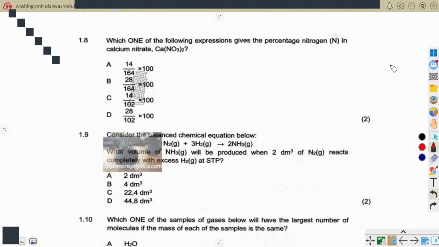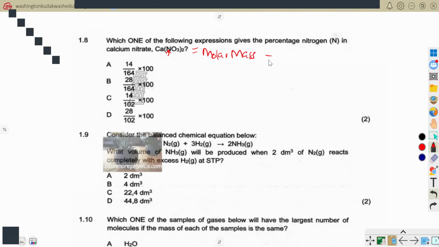Now 1.8 is saying, which one of the following expressions gives the percentage of nitrogen in calcium nitrate. So we need the percentage of nitrogen in this compound. For us to know the percentage of nitrogen in this compound, we need to find its composition in terms of, let's say, its mole composition. So we would assume that everything would be per unit mass. So let's calculate its molar mass. So let's calculate the molar mass of that compound.